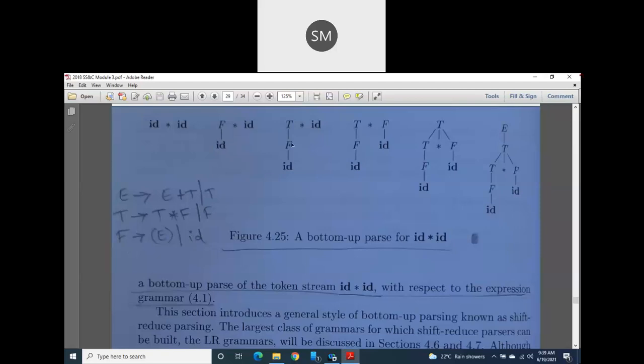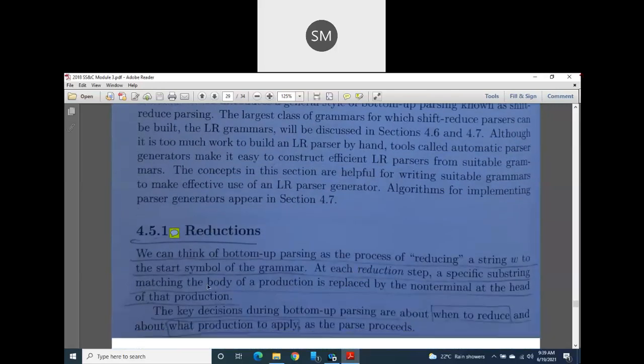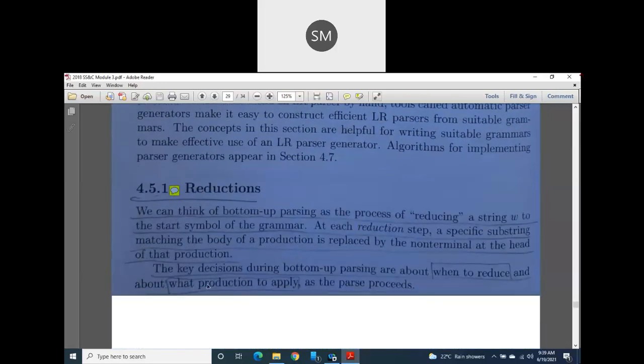Okay, then F is reduced to T, and again here id is reduced to F, and then to complete this, T star F is reduced to T, and T is finally reduced to our start symbol, that is the root node, capital E. Okay, so we started from the leaf node and we end with the start symbol or root node, right? So this is how we have to construct a parse tree. And the next topic is reduction.